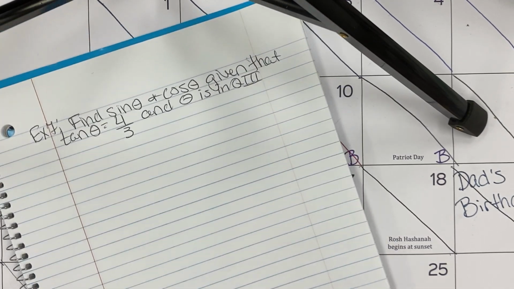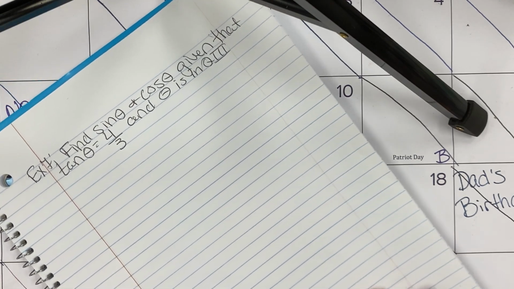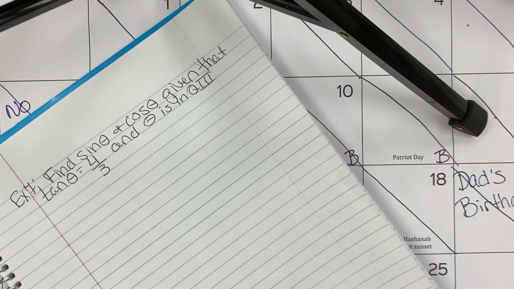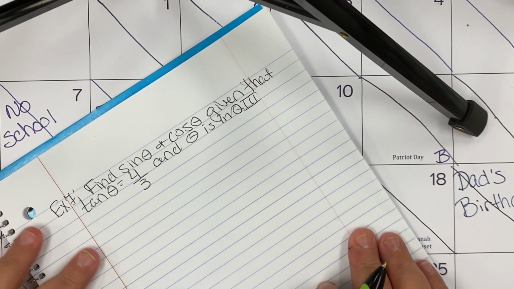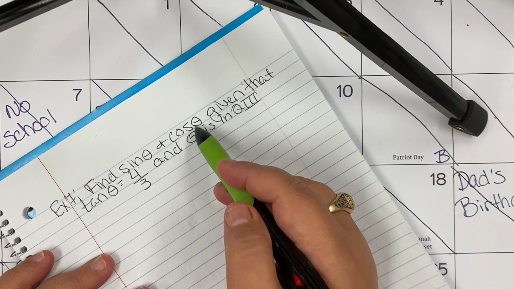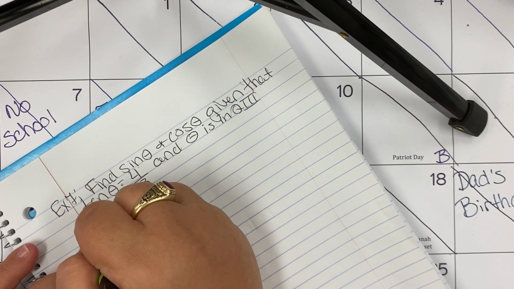Last example. Find sine and cosine given that tangent equals 4/3 and theta is in quadrant 3. So I don't really have anything that ties that I can find sine and cosine just given tangent. In this case, I'm going to have to think outside the box. I'm going to think about sine and cosine's reciprocals. I do have a Pythagorean identity.